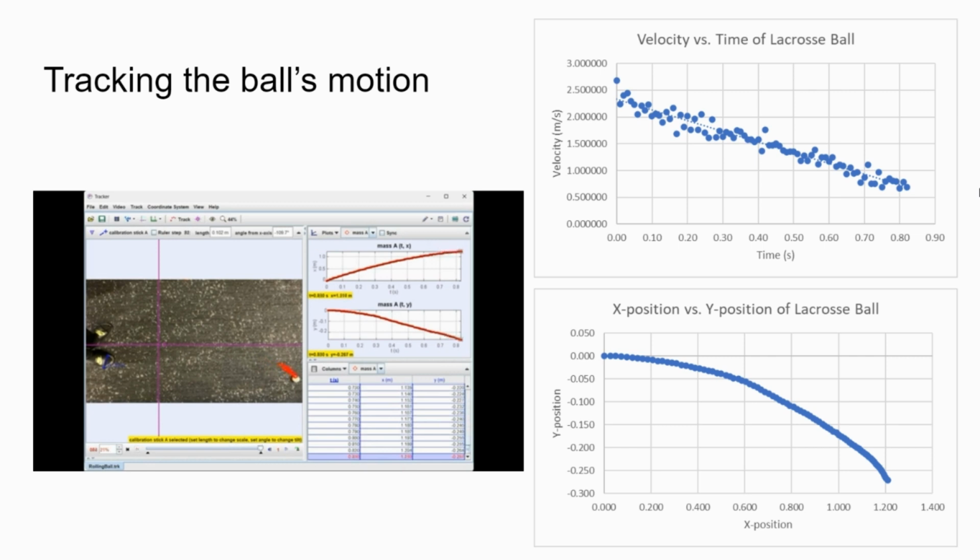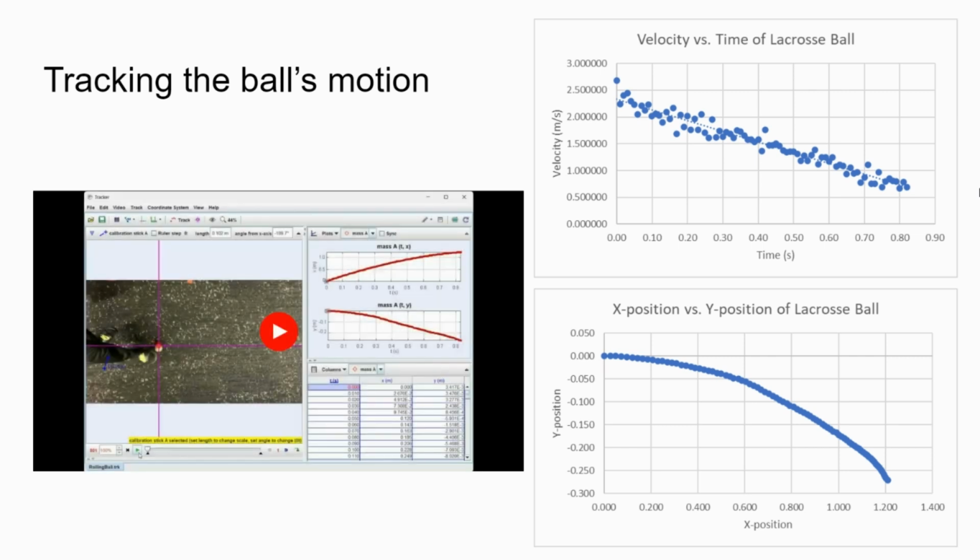The video of the motion was put into Tracker and the position of the mass over time was recorded using Tracker's software. Using the resulting data, graphs of its motion were created. These show a relatively linear decrease in the ball's velocity and somewhat of a right curve in the ball's position over time.